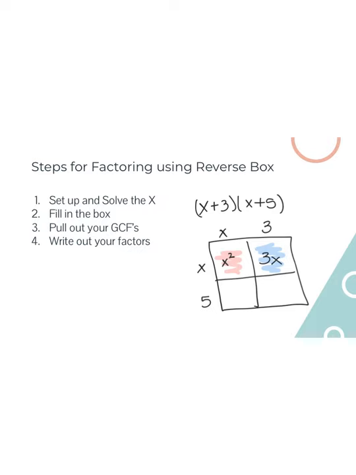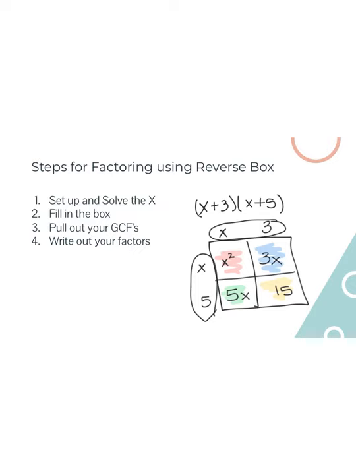Then you come down to the bottom, and I'm going to take 5 times x, which gives me a 5x. And finally, the last one in the corner, we take our two corners, 3 times 5, and I get 15. Okay, so we took the outsides to get the insides. Well, today we're going to have everything on the inside, and we're going to try and figure out how we get this and how we get that. That's using the reverse box method to factor.